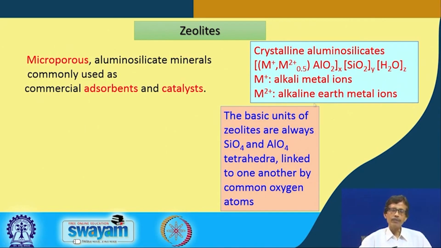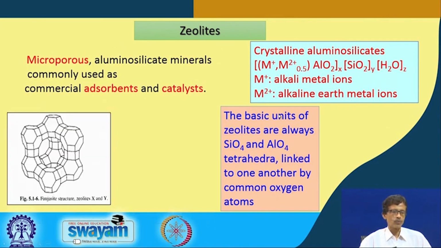So, they are the different varieties of tetrahedra linked to one another by common oxygen atoms. One particular variety, and we see now how beautiful they look, is the faujasite structure, known as zeolite, having a particular mineral variety which is known as faujasite. Therefore, you can have two varieties of zeolites, one is zeolite X and another is zeolite Y in our hand. But what sort of structure do you have?